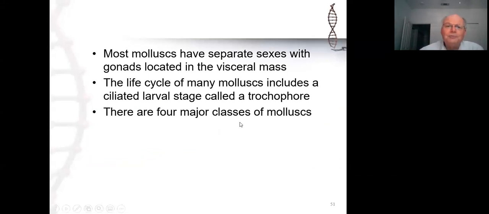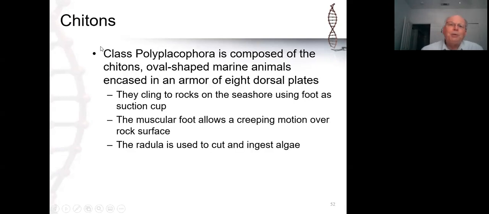So let's look at the 4 classes of mollusks that represent the largest classes. The first is class Polyplacophora, meaning many plates. This is a reference to the fact that the shell is broken up into 8 plates that cover the dorsal side of the animal, linked together by cartilage so that it is flexible. These animals live in the tidal zone, so they are regularly exposed to dry air when the tide is out and then underwater when the tide is in.